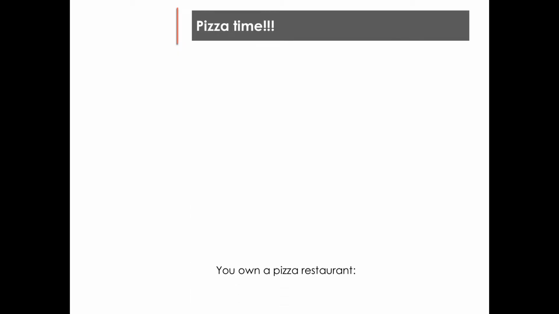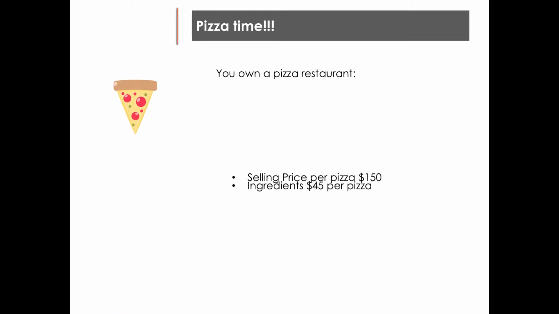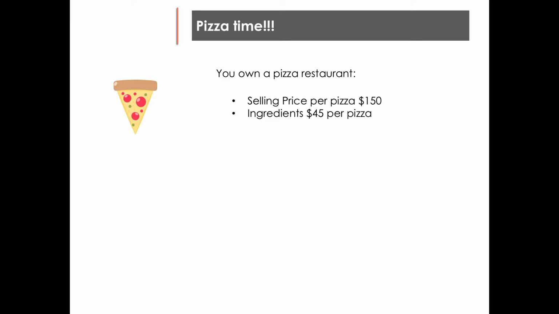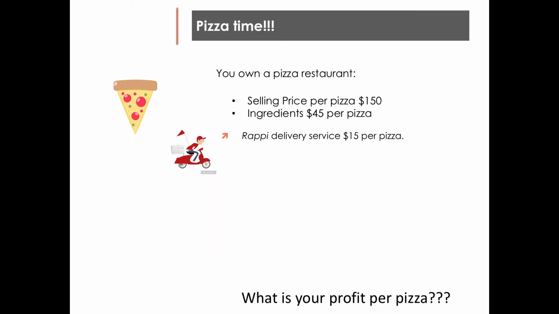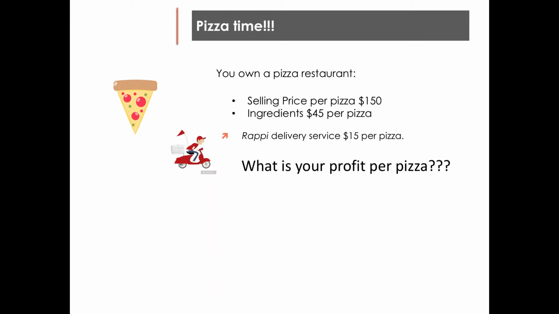Pizza time. You own a pizza restaurant, okay? You have a selling price per pizza of 150. Your ingredient cost is 45 per pizza. You decide that these pizzas will be delivered by Rappi because we have a pandemic situation, and the cost of that Rappi delivery is 15 pesos per pizza. Question: what is your profit per pizza?